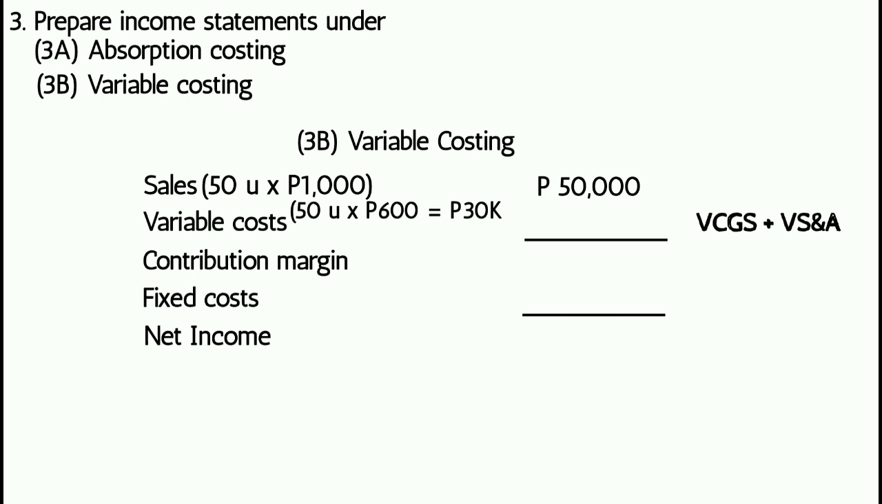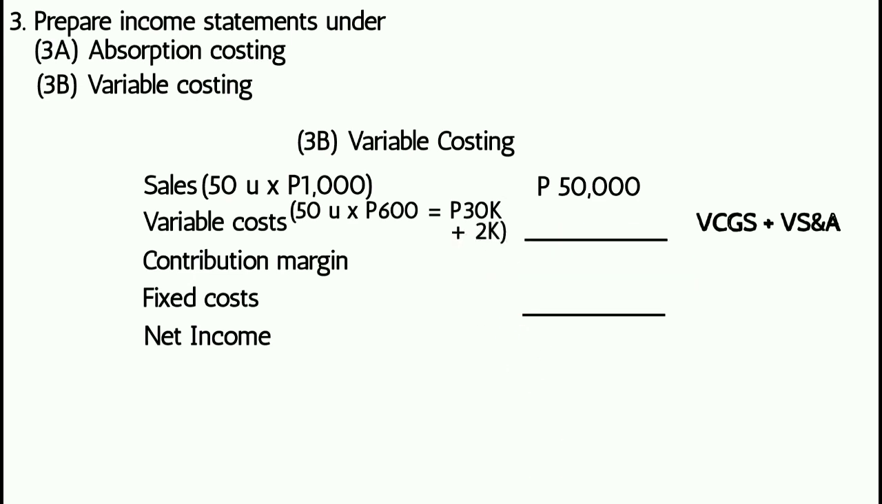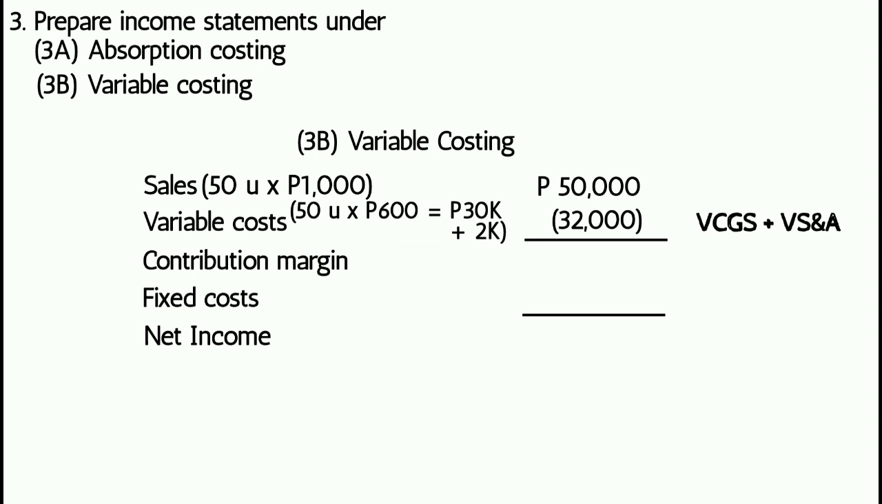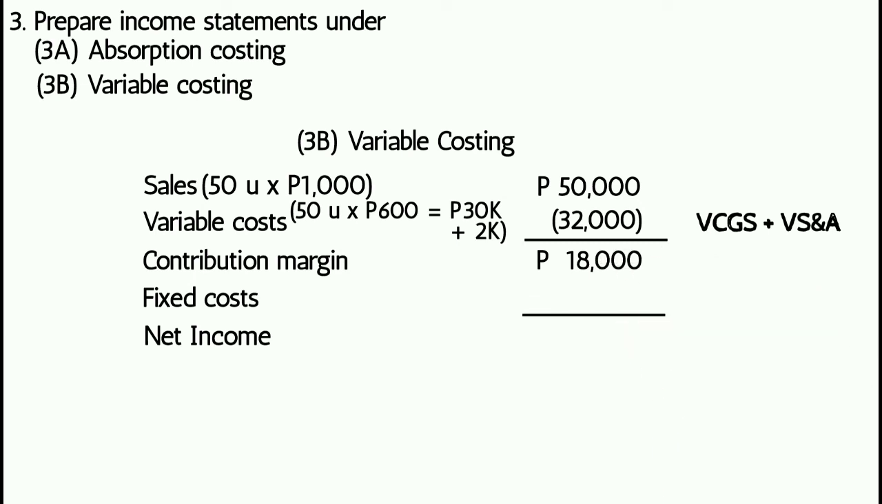The variable selling and admin is 2,000 pesos. That is given in the problem. So, ang total variable cost ay 32,000 pesos. 30,000 pesos plus 2,000 pesos, that is equal to 32,000 pesos. At this point, pwede na nating makompute yung contribution margin. 50,000 pesos minus 32,000 pesos, that is equal to 18,000 pesos.